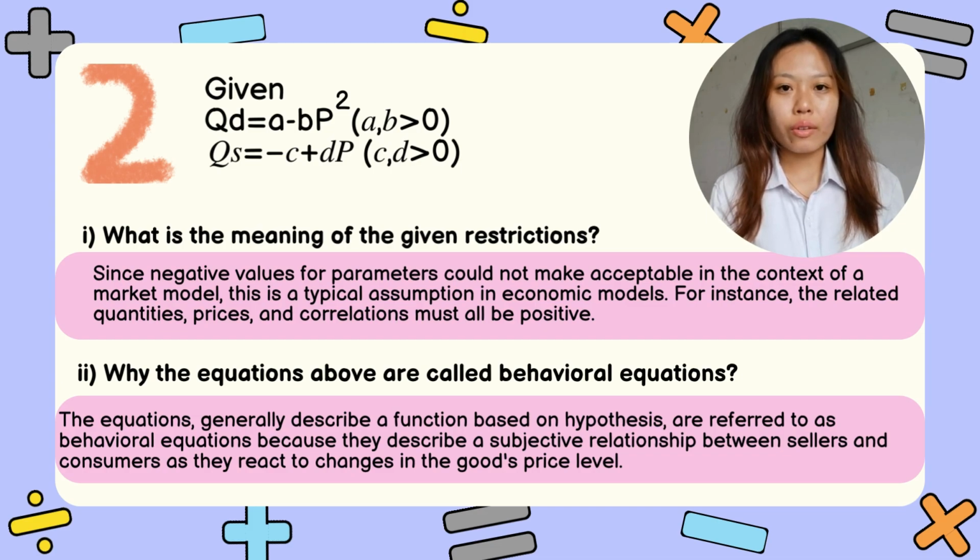Given that the function of demand is a minus bp squared, a and b greater than 0, and the function of supply is negative c plus dp, c and d greater than 0. So question 1 asks what is the meaning of the given restriction. Since negative values for parameters would not be acceptable in the context of a market model, this is a typical assumption in economic models. For instance, the related quantities, price, and quantity must all be positive.